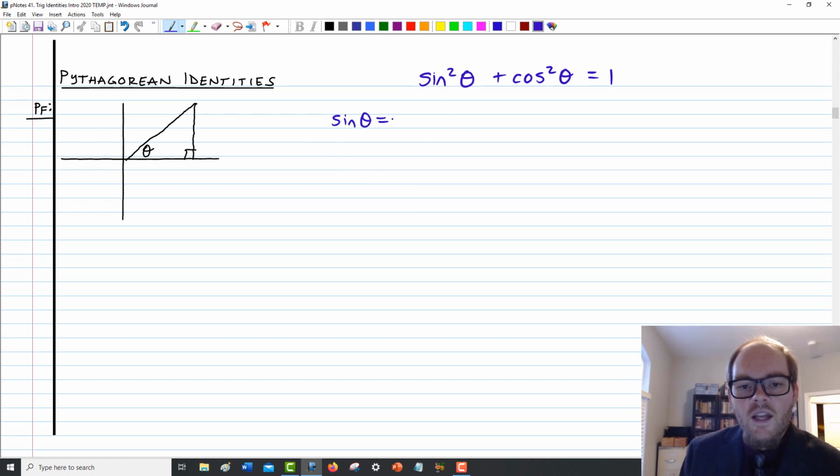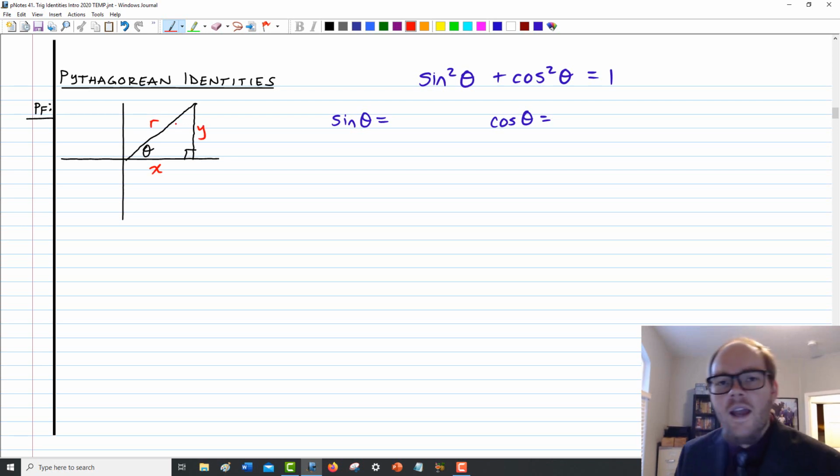We want to figure out what sine is equal to and what cosine is equal to. Before I can do that, though, I need to label the sides of the triangle. I'm going to label the horizontal x, the vertical y, and the diagonal, or hypotenuse, r. Those are pretty standard ways of labeling them, specifically because x is horizontal, y is vertical, and r looks like a radius of the unit circle or something.